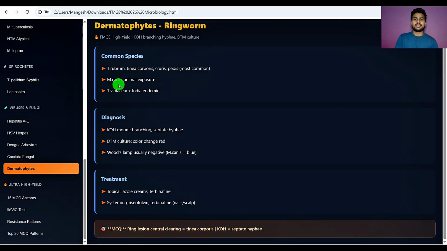There is M. canis, and it is because of animal exposure. And then there is Trichophyton violaceum. So it is related to India endemic.